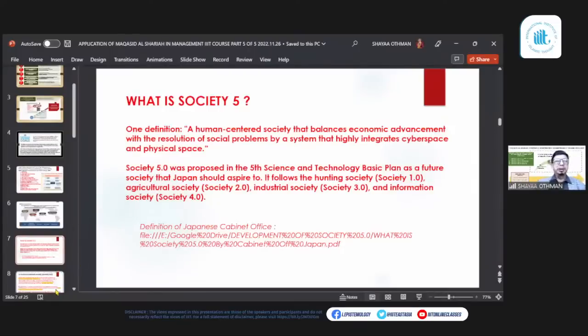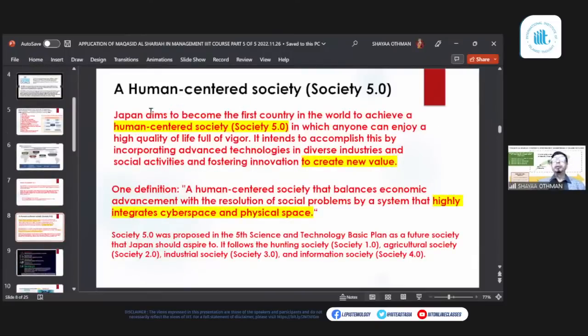We must understand what Society 5 is first, and then let us look into other definitions. Japan aims to become the first country in the world to achieve a human-centered society. Society 5 is a human-centered society in which they try to bring values so that human beings can enjoy a high quality of living, full of vigor. To accomplish this by incorporating advanced technologies in diverse industry and social activities and fostering innovation to create new values. Now we can see that society is so engaged with technological advancement that it forgets the social problems. Even industries are focusing on profitability.